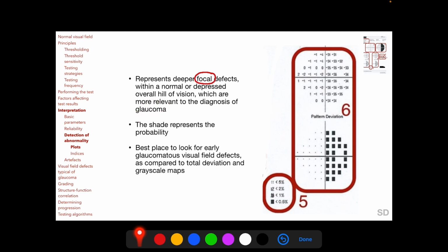And the shade used to represent the probability in the probability pattern deviation map represents the probability of the numerical values in the numerical pattern deviation plot occurring in an age-adjusted normal population. And the pattern deviation is said to be the best place to look for early glaucomatous visual field defects when compared to total deviation and grayscale maps. And the numerical probability values for each of these shades remain the same for the probability pattern deviation map and the probability total deviation map.